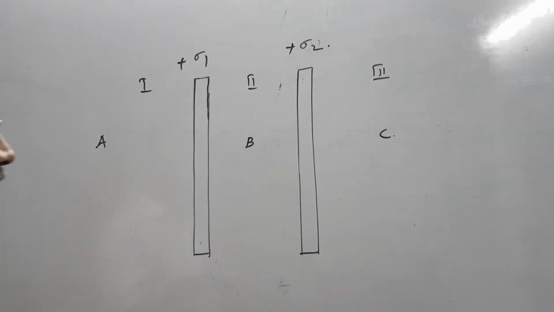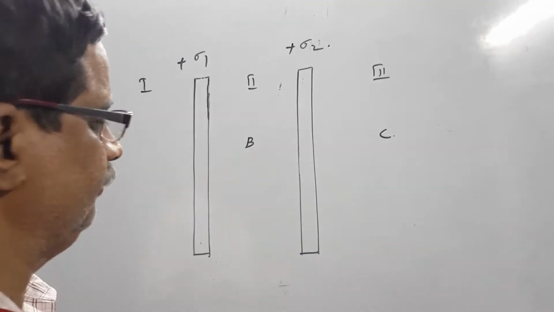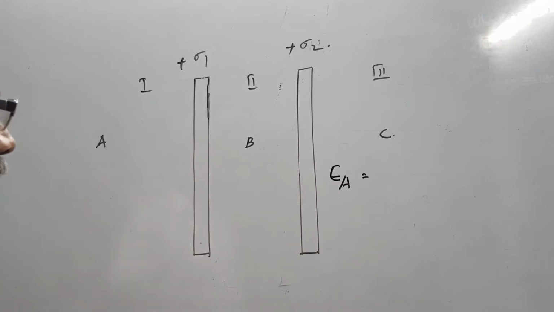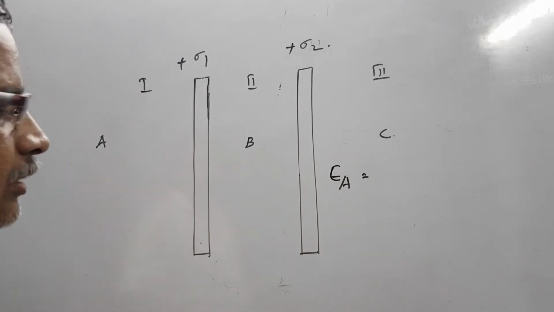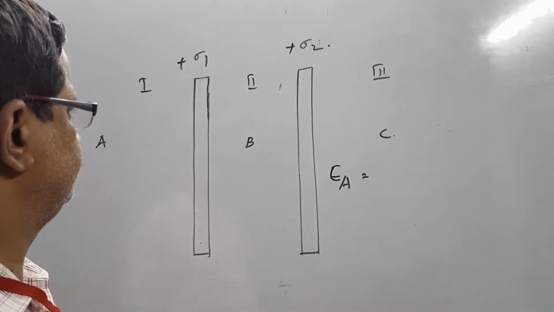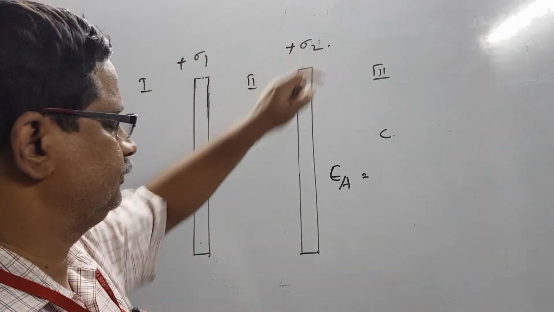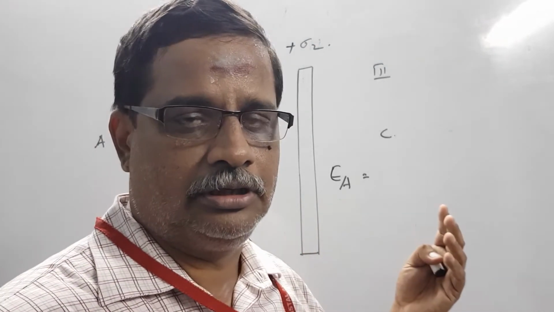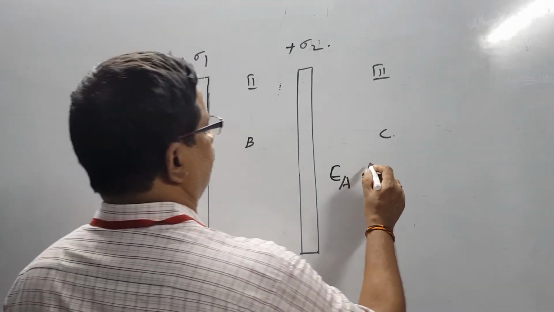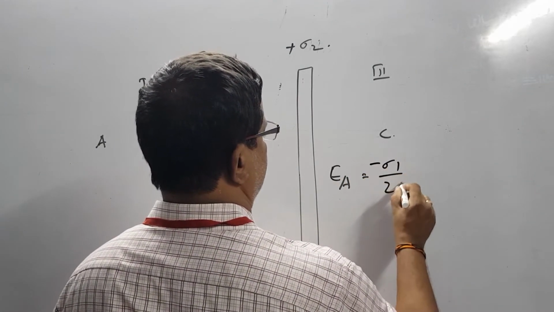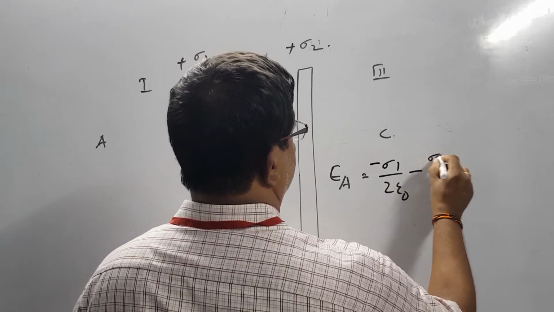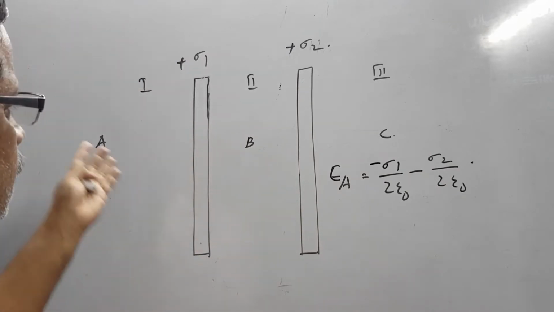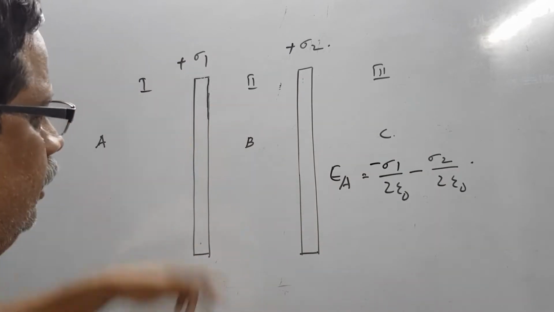So now with these ideas in mind, let us first evaluate the resultant electric field at A. As you have seen from the diagram, the point A is situated to the left of both the sheets, having charge density sigma 1 and sigma 2, and we have assumed that the electric field at any point to the left of the sheets is negative. So this will be minus sigma 1 by 2 epsilon 0 minus sigma 2 divided by 2 epsilon 0, because both the electric fields are negative according to our convention.